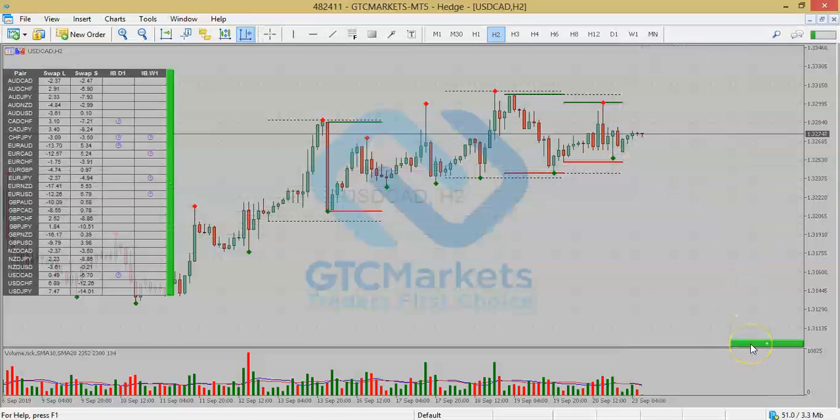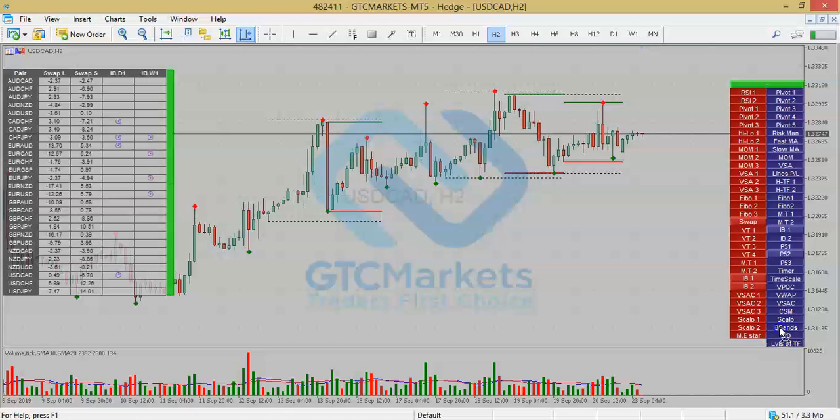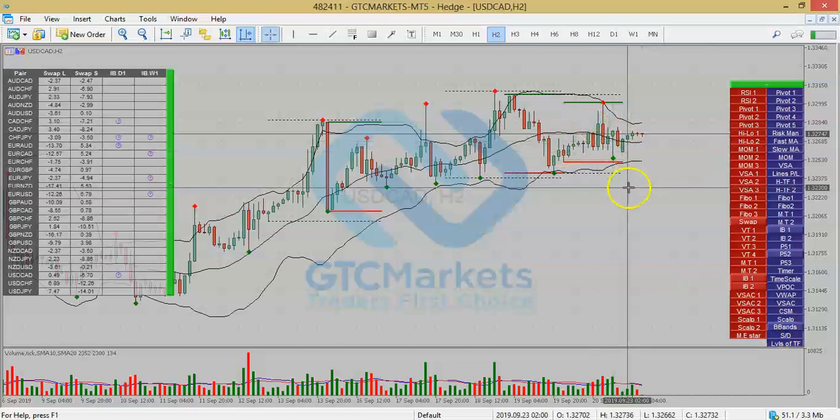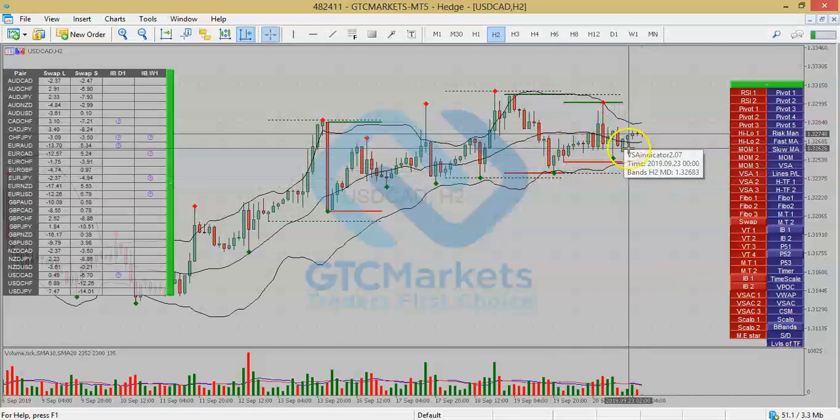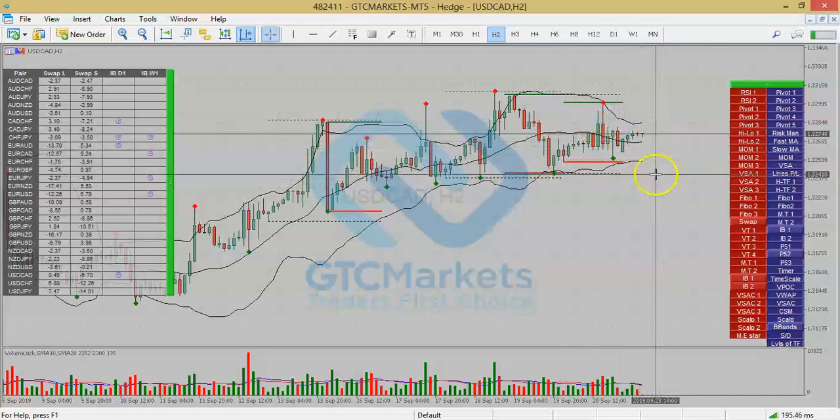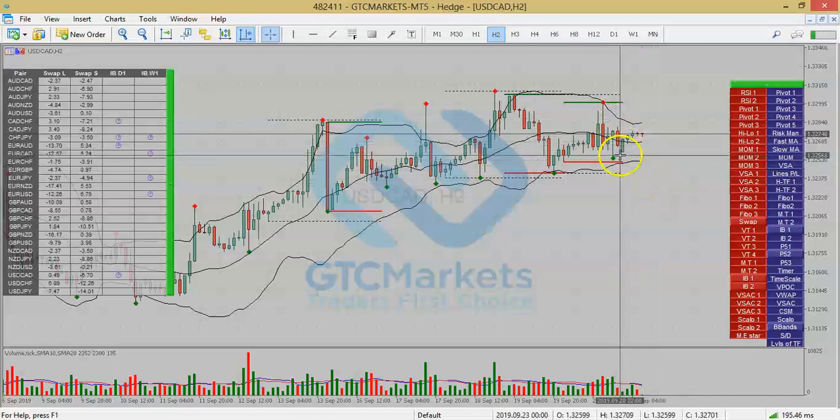But there are two other confirmations as well. The second confirmation is the Bollinger Bands. I will be expecting the market to be totally below this Bollinger Band middle line over here, and I would be expecting the market to make a lower low.